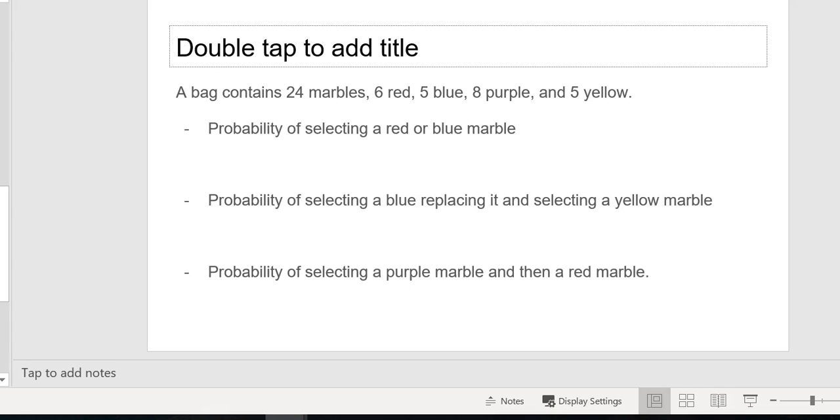A bag contains 24 marbles. Again, what's the probability of selecting a red or a blue? So that means we would take red, which is 6, plus blue, which is 5, and get 11 divided by 24. And get about, let's say, 0.46 or 46%.